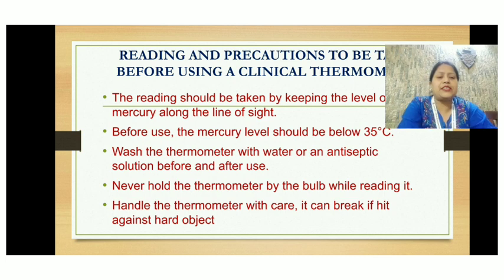It can break if it hits against a hard object. That is very necessary because, as we all know, thermometers are made of glass, which is very delicate. If by chance we hit it to a hard object, it will break. Moreover, thermometers contain mercury, and this mercury is very poisonous. So we need to take care that we do not break the clinical thermometer. Clear, students?